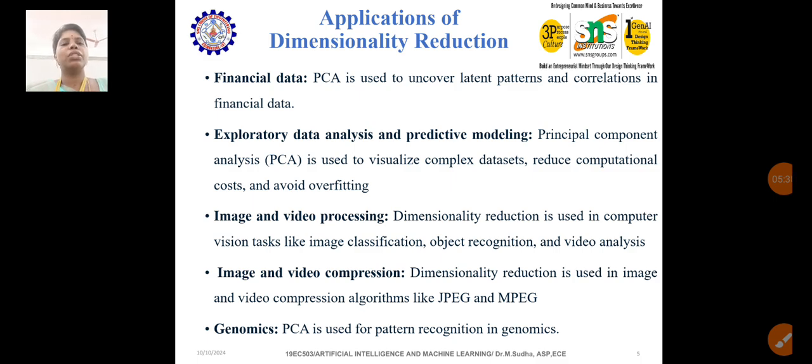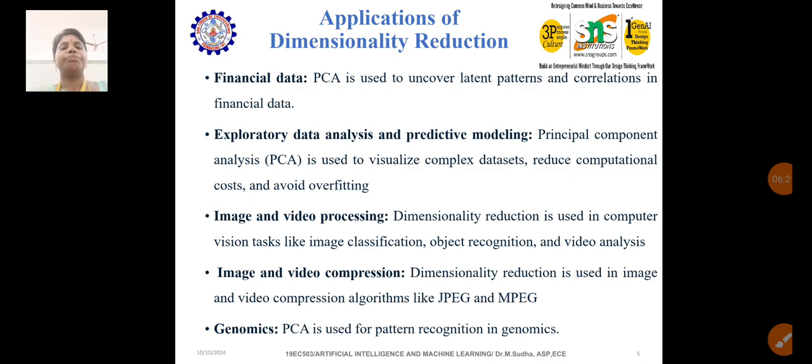Coming to image and video processing, dimensionality reduction is used in computer vision tasks like image classification, object recognition, and video analysis. Image and video processing plays a vital role in all areas, not only healthcare, automation, or security, so for that purpose it is very useful. And coming to image and video compression, as I already discussed, dimensionality reduction is used in image and video compression algorithms like JPEG and MPEG. In the JPEG and MPEG formats the data will be reduced.